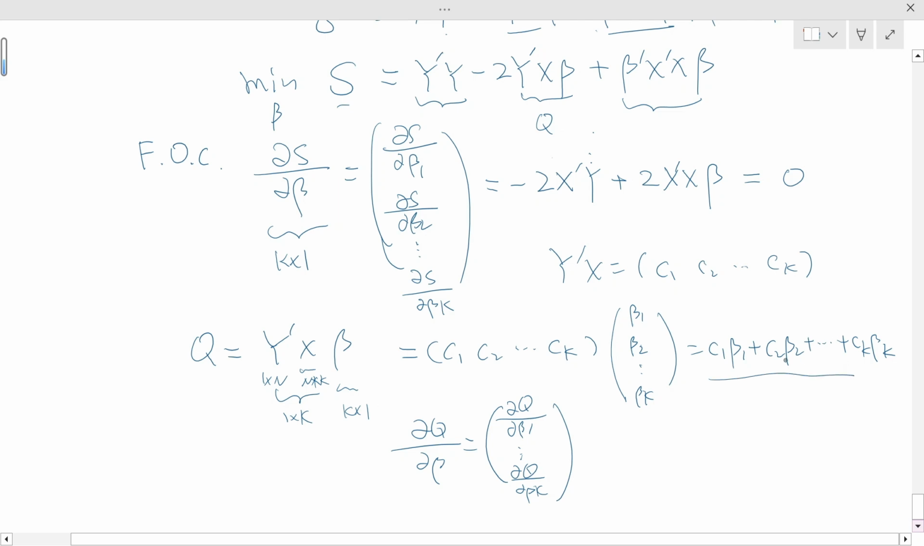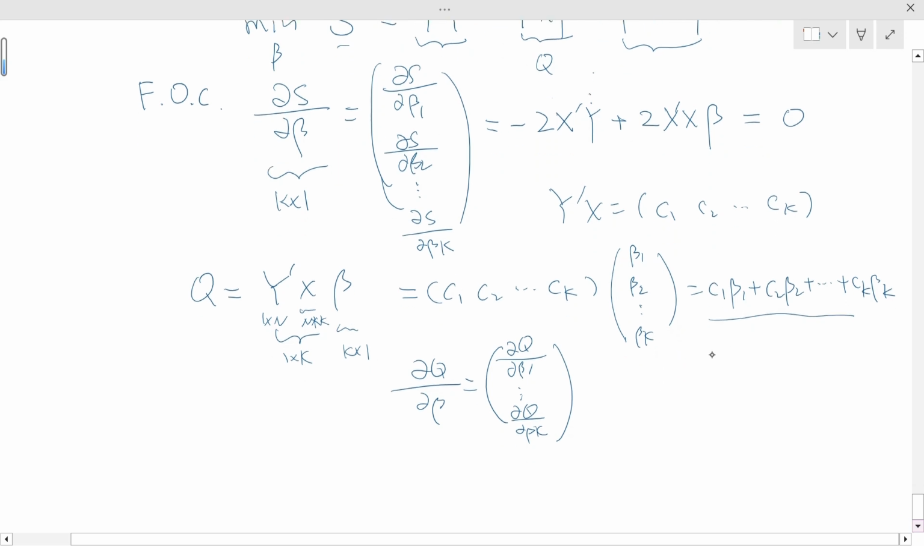And it's easy to see that this is a linear function of beta. So partial q partial beta 1 is just, there's a beta 1 here, so it's c1. There's no beta 1 in the remaining terms. Similarly, partial q partial beta 2 is, there's a beta 2 here and no beta 2 in other places, so it's just c2. And partial q partial beta k is just ck. So this is just c1, c2 until ck.